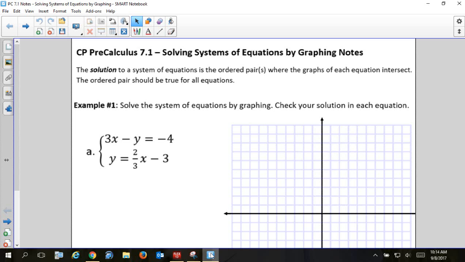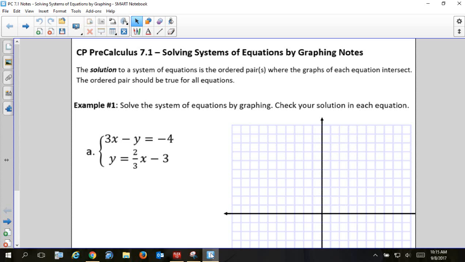All right. So the solution to the system is where two graphs intersect. You graph two things and they're going to intersect at a what? A point, an ordered pair. That's going to be the solution to the system. It's going to be an ordered pair. So that's what we're going to be looking for.